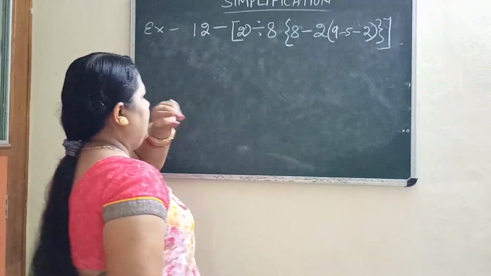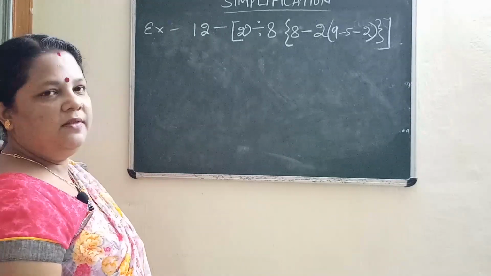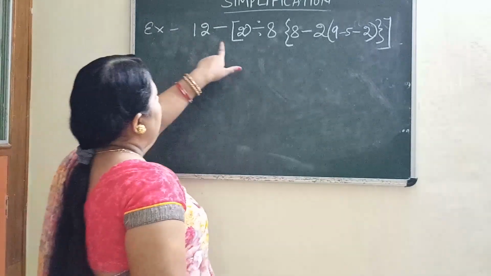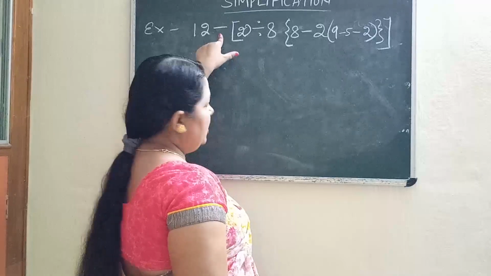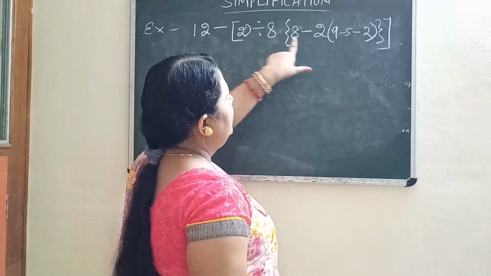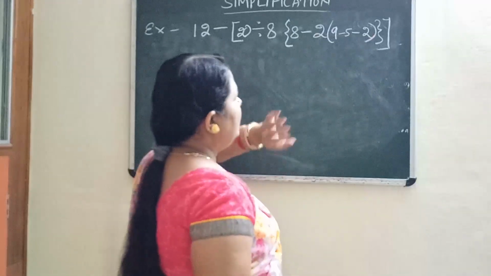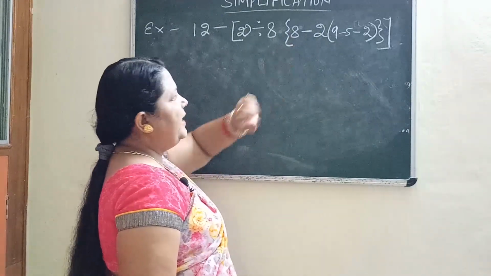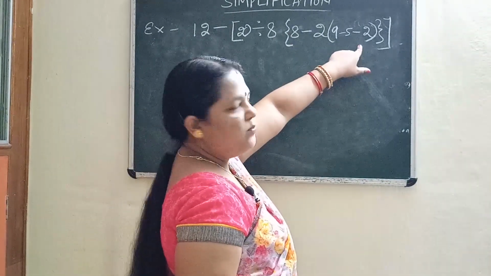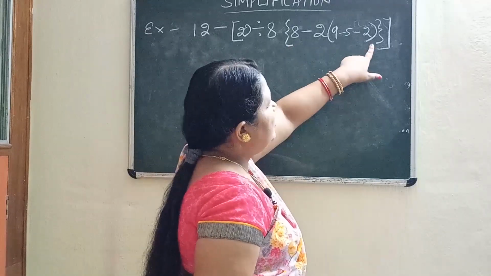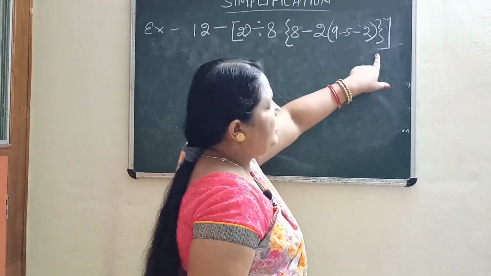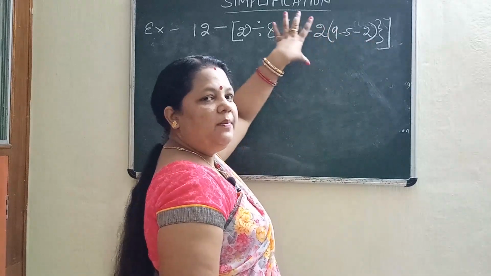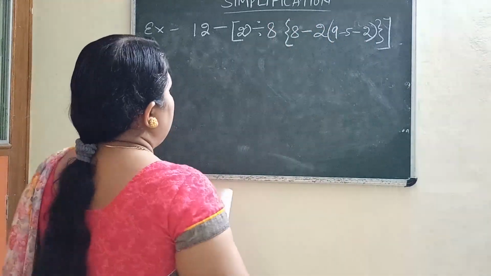So here you can see how many operations are there. First you see, one is subtraction, one is division, then here also subtraction. And how many brackets are there? One is small bracket, one is curly bracket, one is square bracket. So 3 brackets are given.